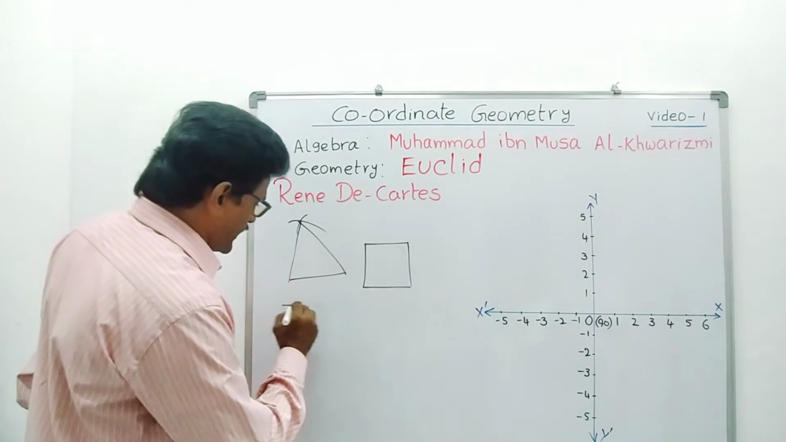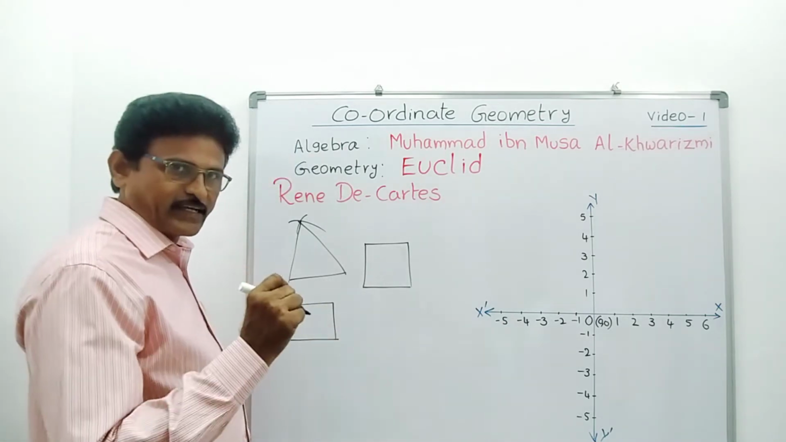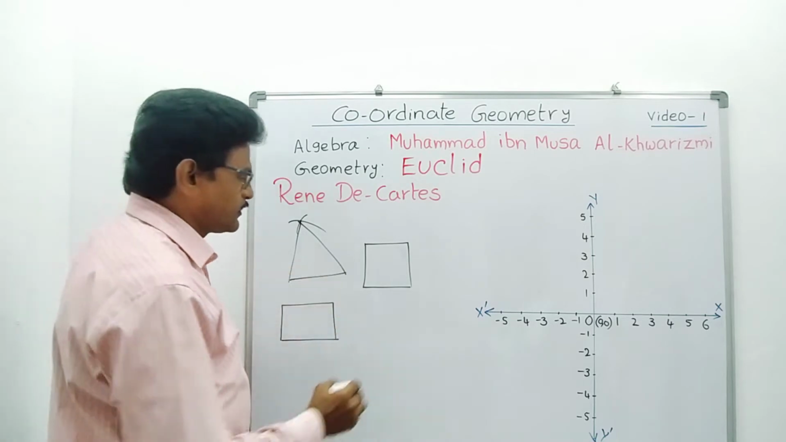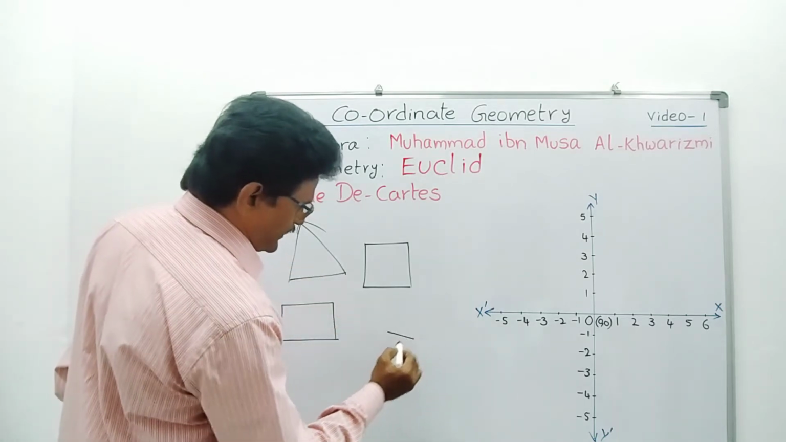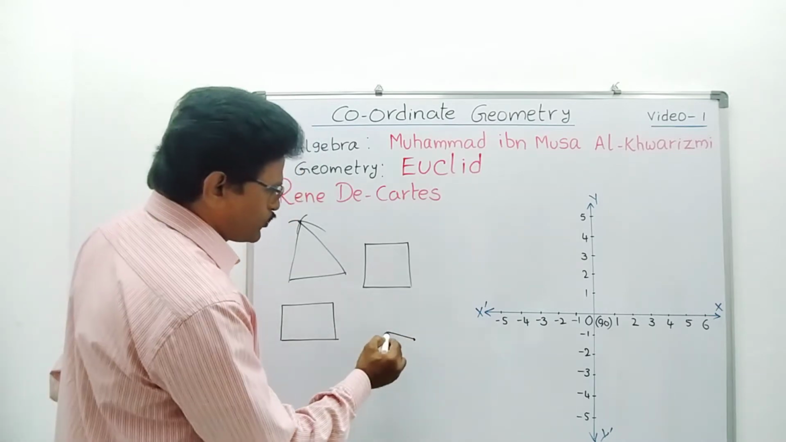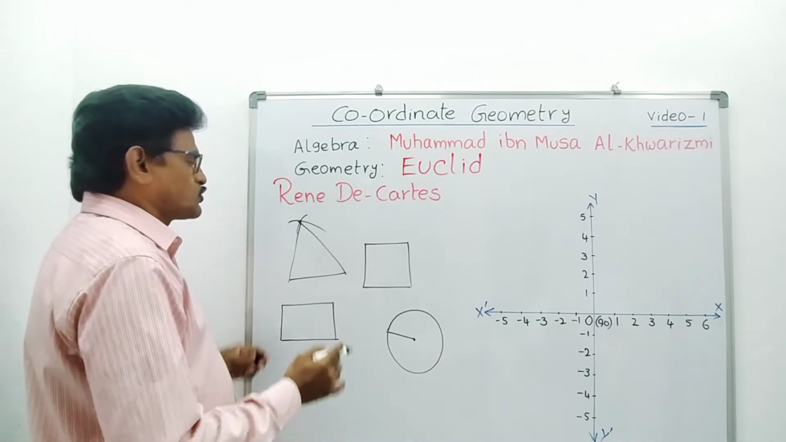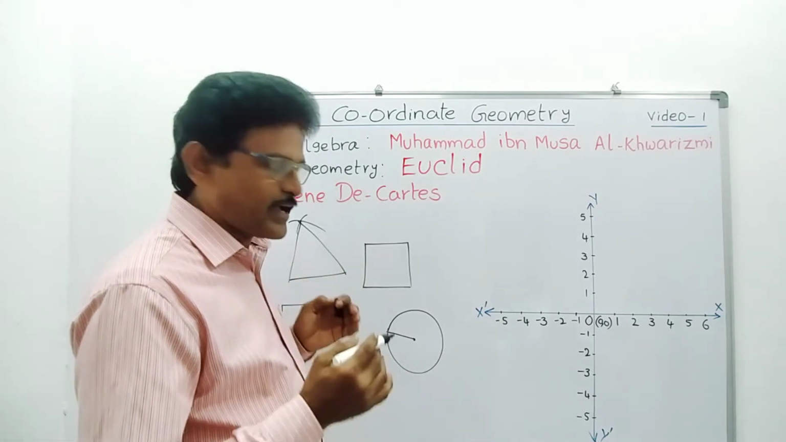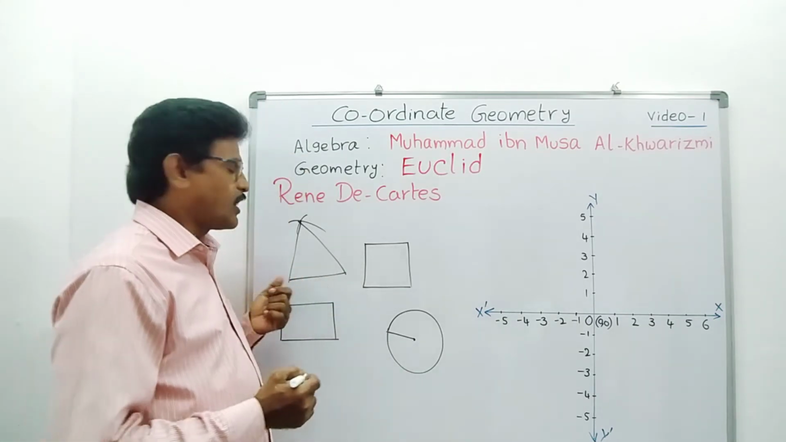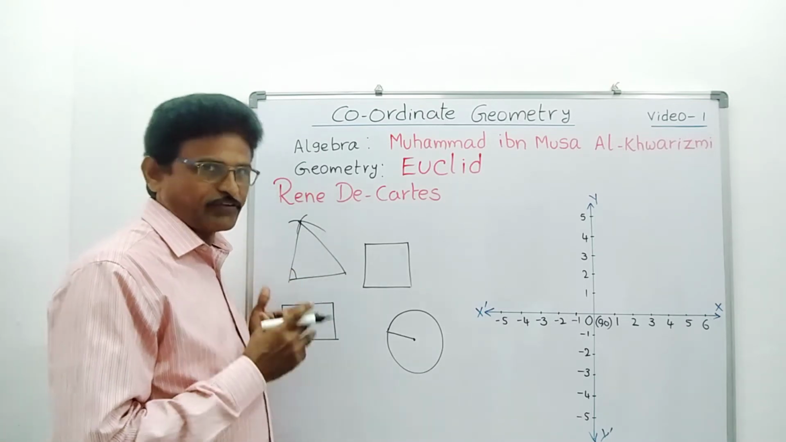If they give one side, you can construct a square. To construct a rectangle, you will give length and breadth. To construct a circle, they will give the radius. Suppose this is the radius. You can take one center and this length as radius, and draw one circle like this. So in geometrical figures they are giving lengths or angles, and by that we are constructing the figures.